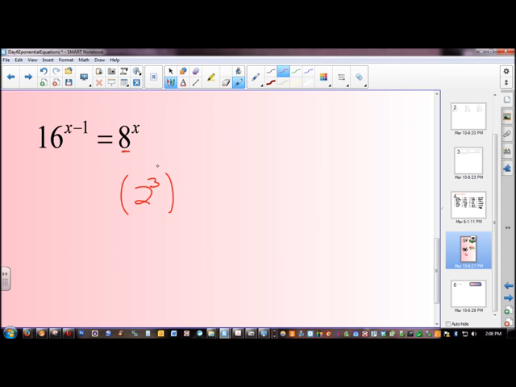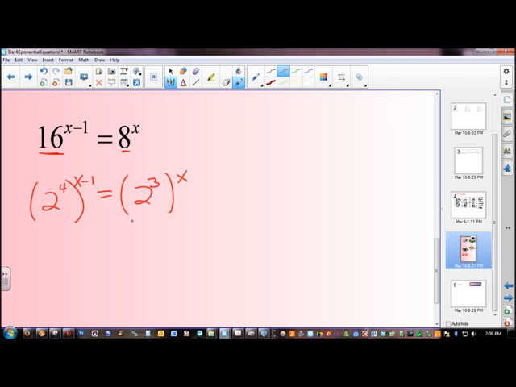I'm going to make that replacement. 8 has become 2 to the 3rd, but everything else, at least on this side, I'm going to bring down the way it is. The only change here is that 8 has been changed to 2 to the 3rd. Now my question is, is there any way to write 16 as a base of 2? And as a matter of fact, we can change 16 to 2 to the 4th power. Again, leaving the exponent the way it was.